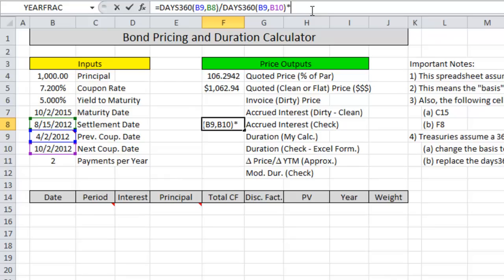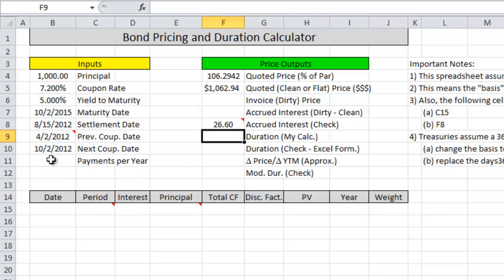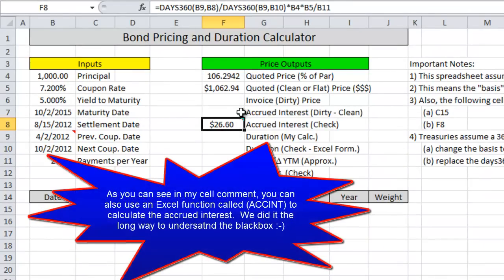So we're just going to multiply that by the coupon payment: $1,000 times 7.2% divided by 2 payments. So you can see the accrued interest on the bond is the $36 times the 74% of the coupon period during which the person that's selling us the bond was holding the bond. So basically, we're going to have to give that seller 74% of the initial coupon payment right when we buy the bond. So that's the value of the bond, but we're going to have to tack on the $26.60.